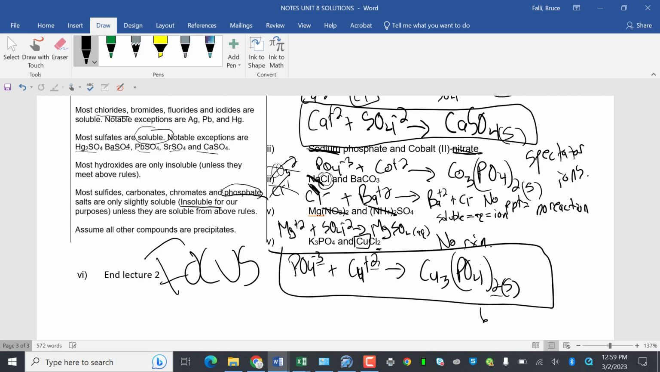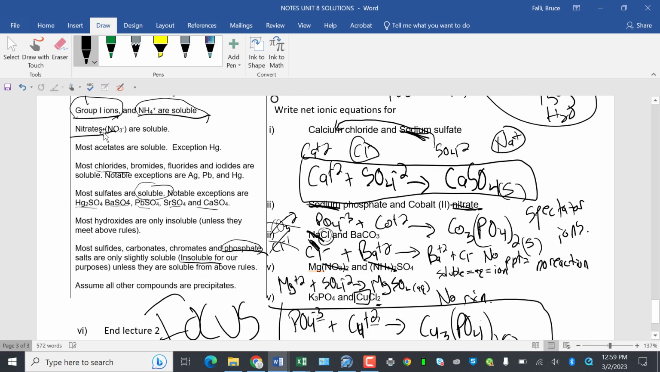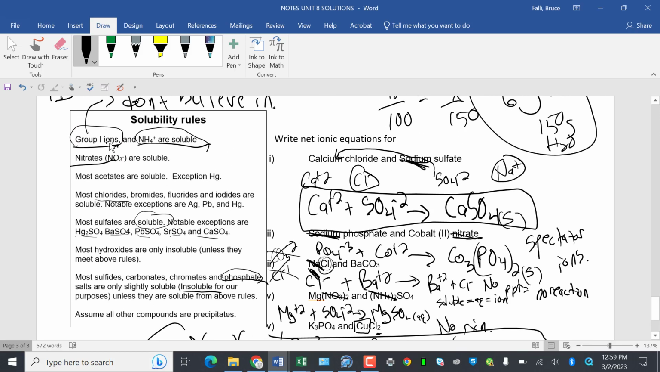And that is it. Solubility rules will always be given to you, so you don't need to sweat memorizing those. You got them last year, but if you didn't write them down, they're here.